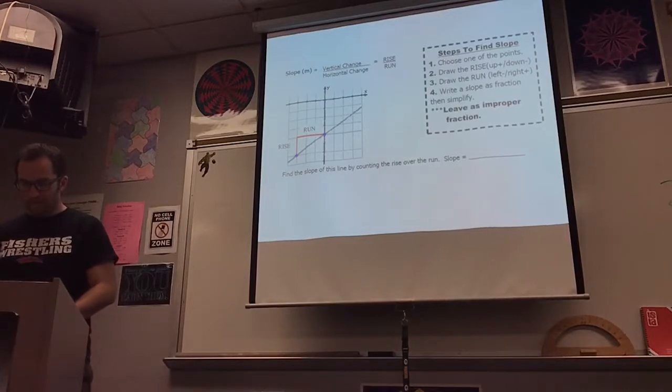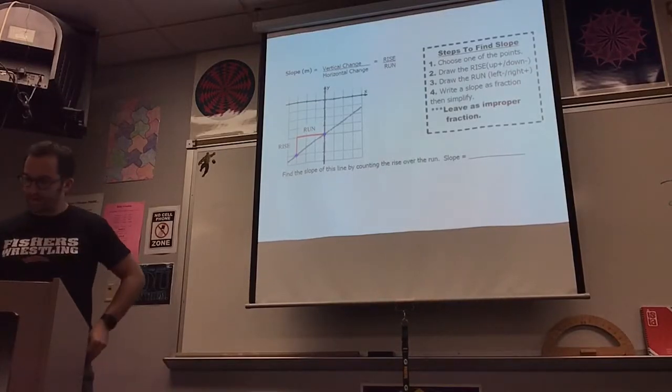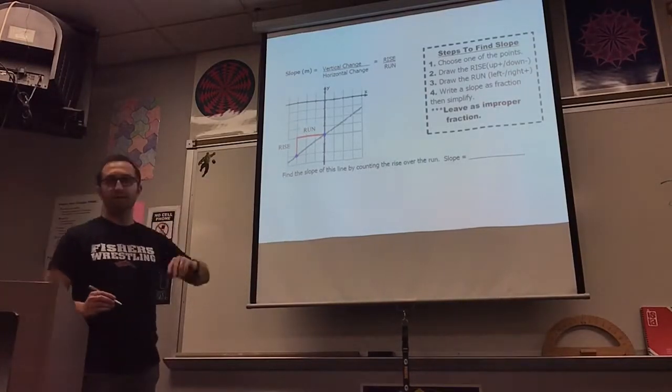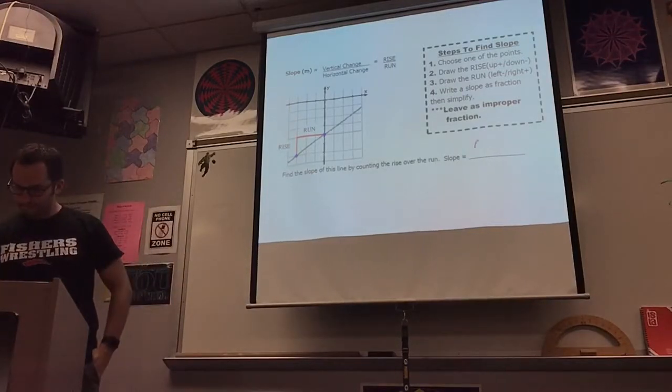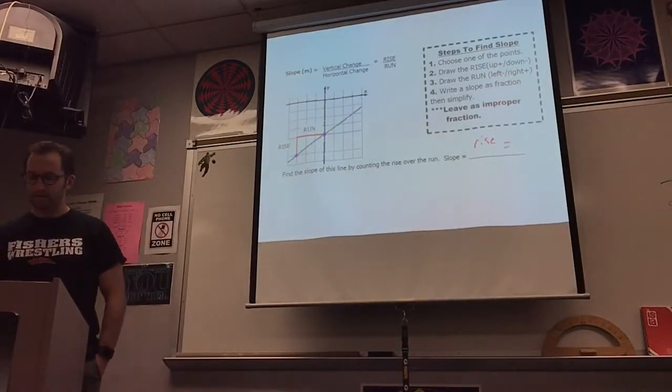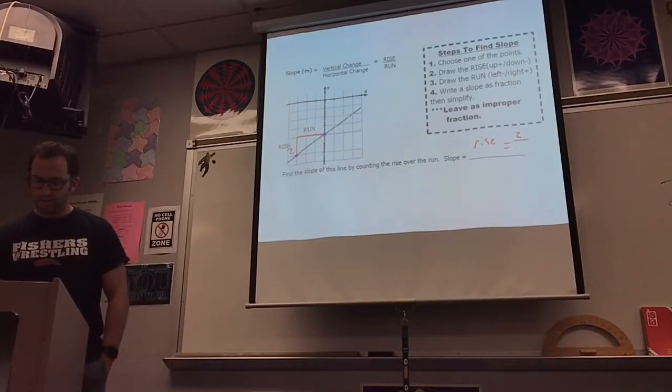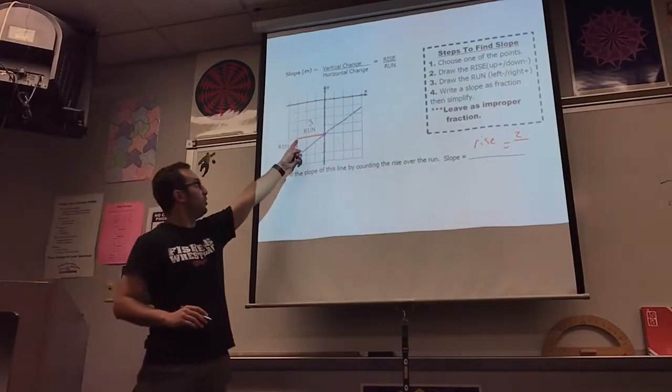So we can figure out this slope, okay? What's our rise in this picture? What's our rise? 2. And what's our run? 3. It's 3. 1, 2, 3.